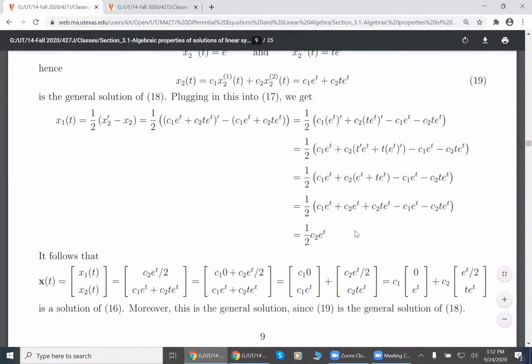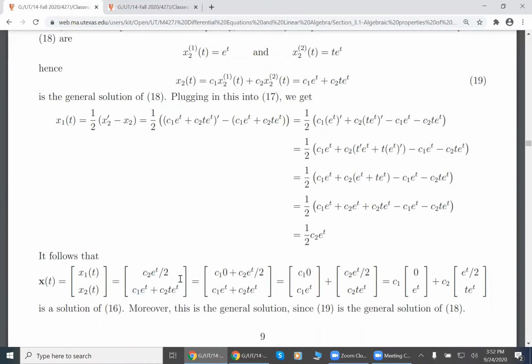And now let us put pieces together. Boldface x is x1, x2. We replace x1 by this. Done. And we replace x2 by this. Done. This is the final answer, the general solution of our system.